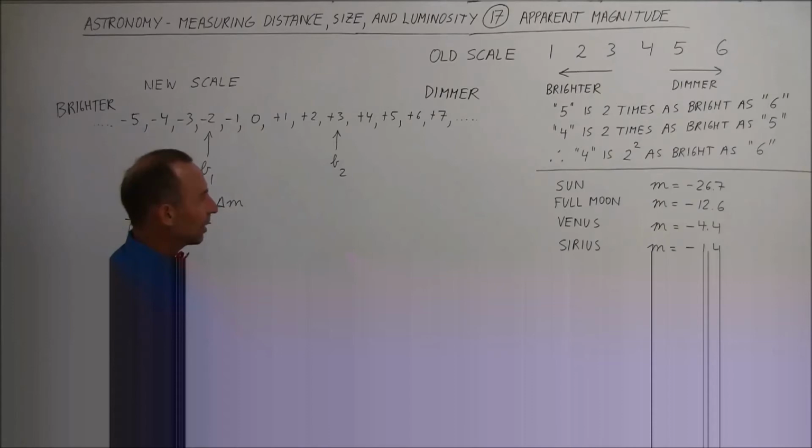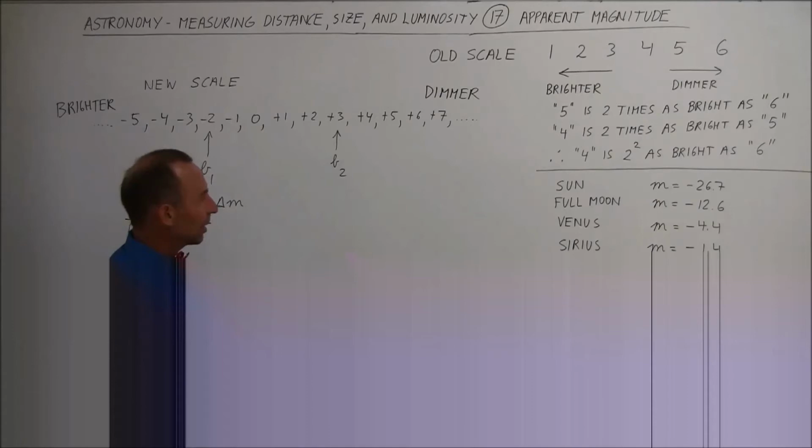Now, for some comparisons. How bright is the sun? Well, the sun is, of course, really bright. It has a magnitude of -26.7. That's, of course, not the absolute brightness, the real brightness. It just appears that bright to us. Obviously, the brightest object in the sky. Second brightest is the full moon. At the full moon, it's -12.6. Third brightest object is Venus at a magnitude of -4.4.